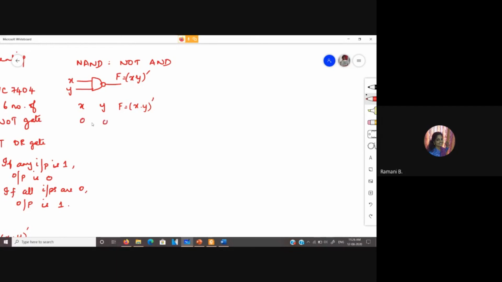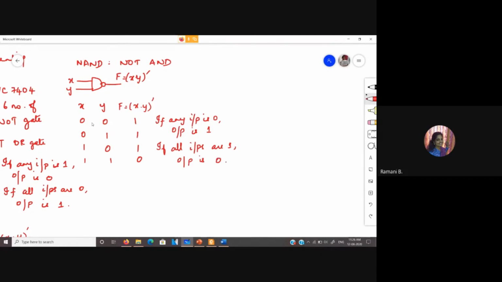So 0, 0. So in case of AND gate, if any one of the input is 0, my output is going to be 0. Here it is the inverse. So you have a 1. 0, 1 will give me a 1. 1, 0 will give me a 1. And if both the inputs are 1, I get the output to be 0. So if any input is 0, in case of NAND gate, the output is 1. If all inputs are 1, the output is 0.